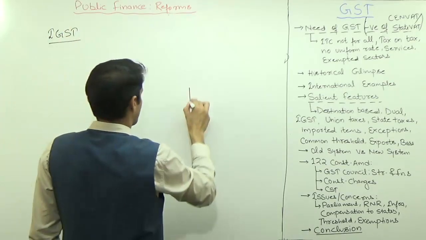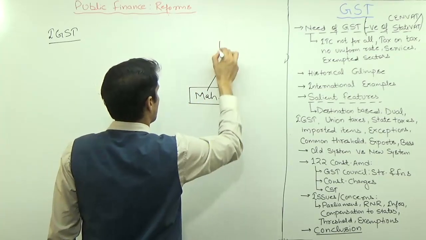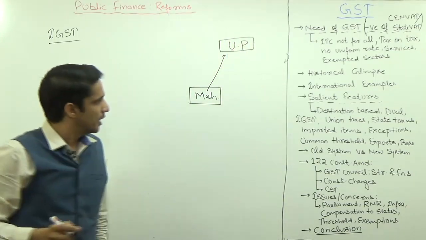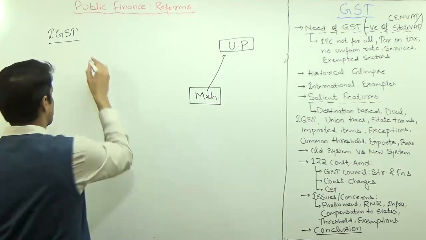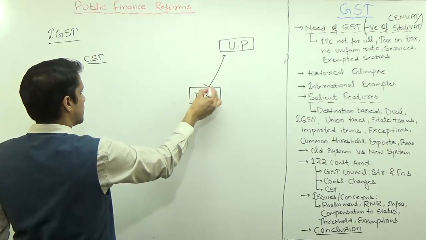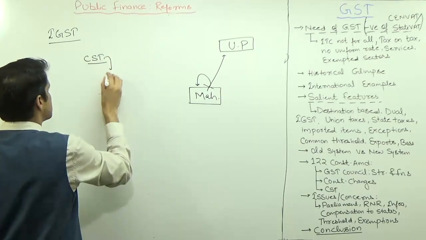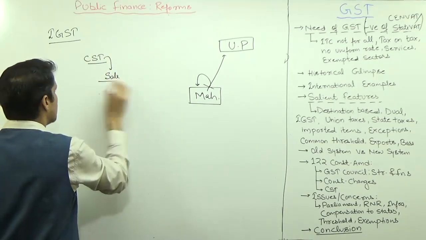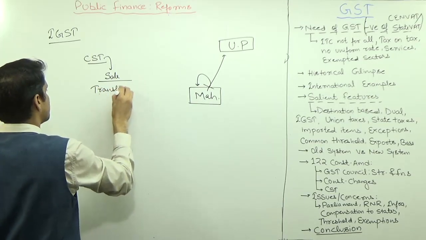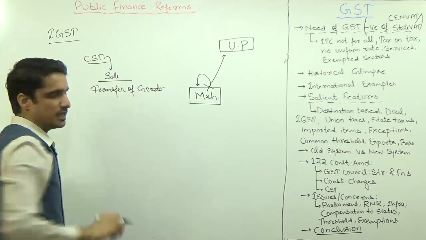Suppose again the same Maharashtra, let's transfer the stock to UP. Earlier there was a system that was known as central sales tax, which we already discussed. Here the Union government will levy the tax and that will go to Maharashtra. But this CST was applicable only for sale and it was not applicable on transport or transfer of goods. So this was a legal loophole.